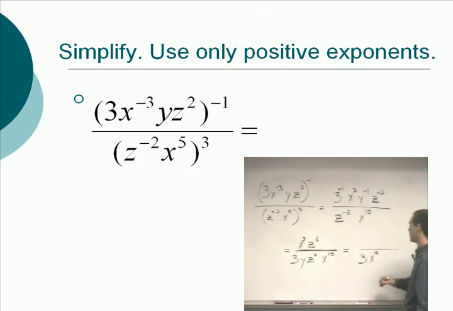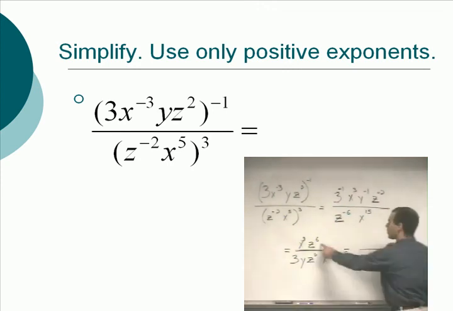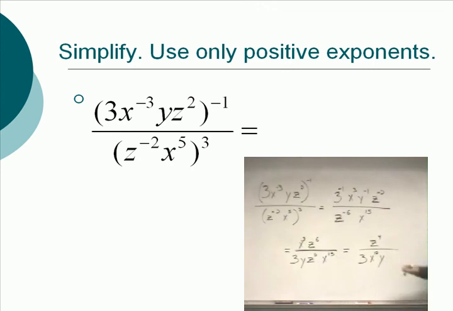So that takes care of our x's and our 3. What about y? Stays in the denominator. And how about z? Yep, and we're left with z to the what? Z to the 4th. That's 6 minus 2. And there it is. It's simplified. No negative exponents. We're good to go.